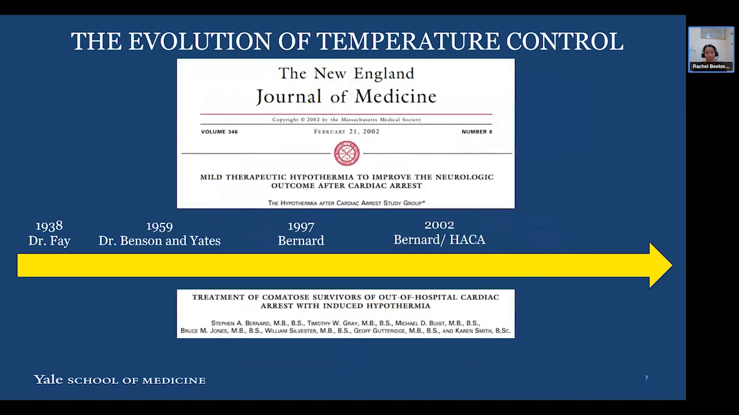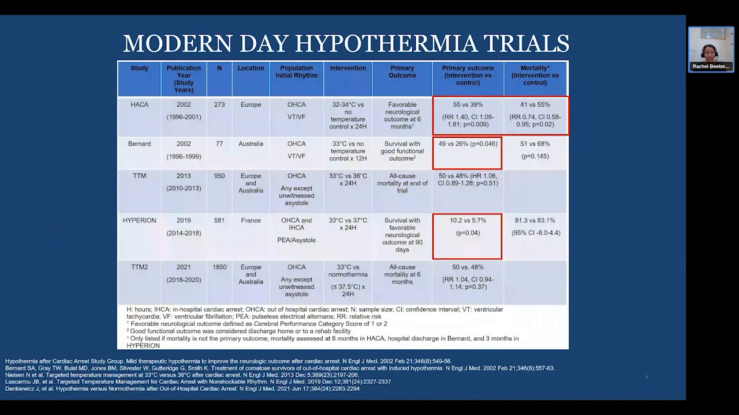The Bernard and Hacker studies were the first prospective randomized studies of moderate hypothermia. And these studies showed a significant improvement in survival with functional outcomes. These findings resulted in an ILCOR recommendation for the use of hypothermia at 32 to 34 degrees Celsius in adult patients with shockable rhythm out of hospital cardiac arrest. Between 2002 and 2013, there was a pretty slow adoption of hypothermia and large criticism of the trials given the high rates of fever in the control arm.